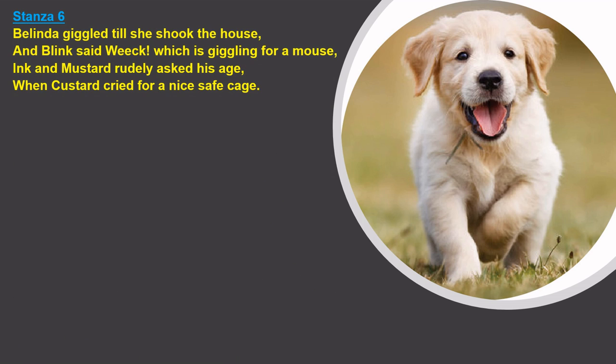In this stanza, Belinda giggled till she shook the house, and Blink said weak, which is giggling for a mouse. Ink and Mustard rudely asked his age, when Custard cried for nice safe cage. The word you find here, giggled, means to laugh. And weak here is the sound made by the mouse.